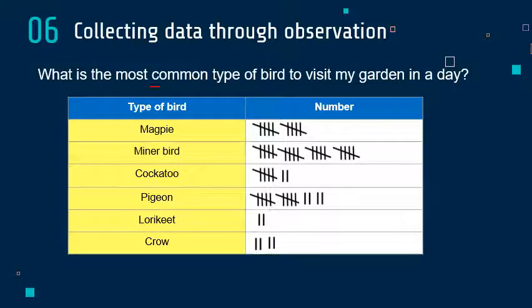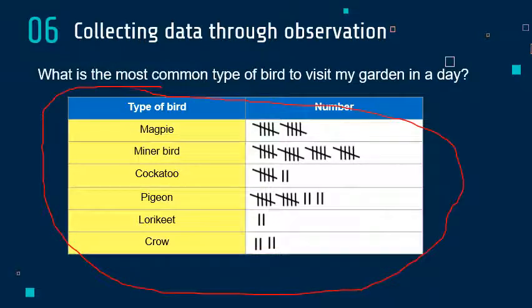So here, a good way of recording it is using a table. In one column, I've got the type of bird, and in the next column, I've got a number, and I'm just keeping a tally. So here, I can see that minor birds are the most common type of bird to visit my garden in a day.